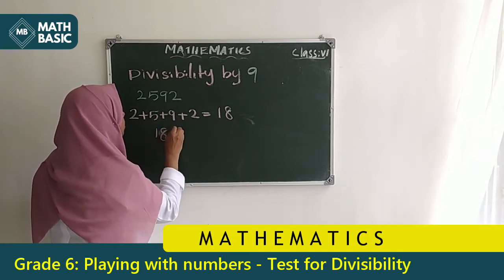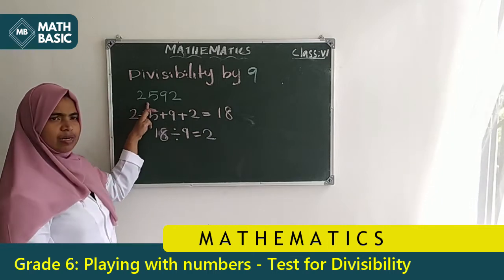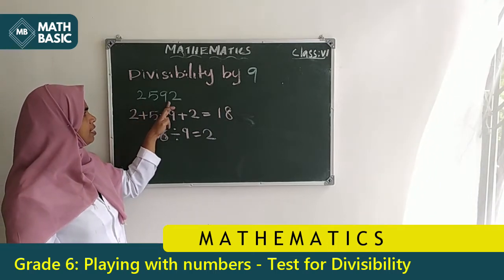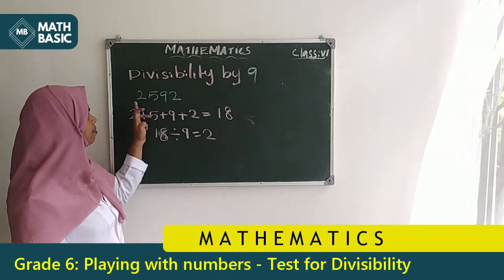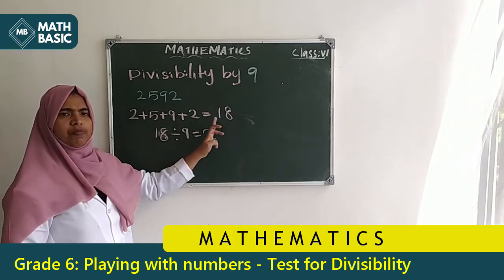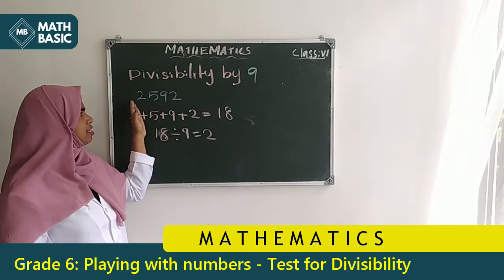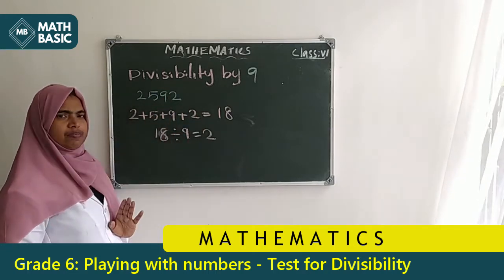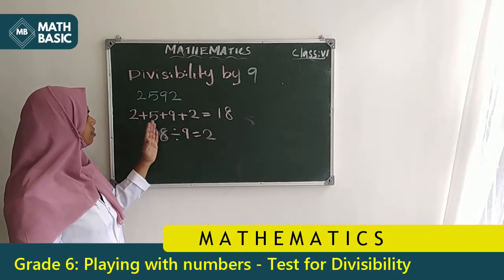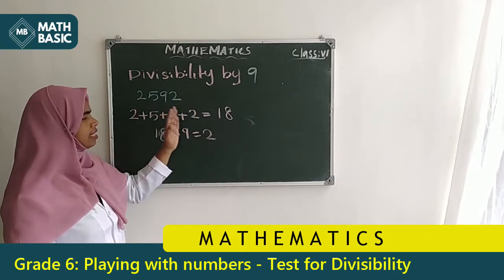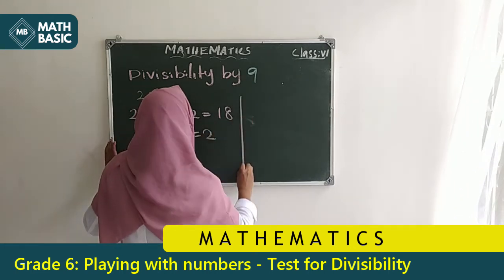Okay, 18 divided by 9 is 2. So this number 2592 is divisible by 9 because the sum of the digits is divisible by 9. Then we can say this number 2592 is divisible by 9. Without doing the division, we can see it by adding the digits. Just listen here.